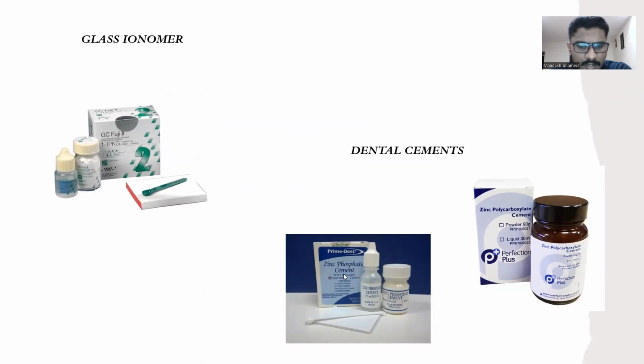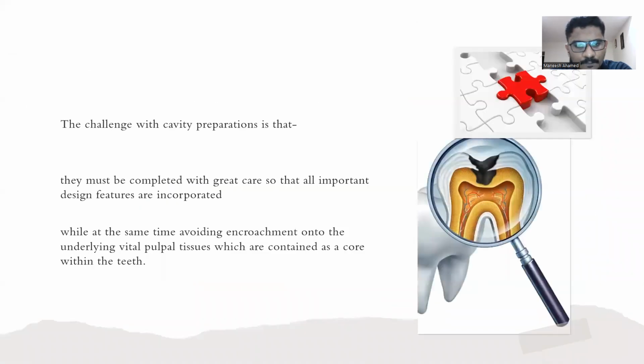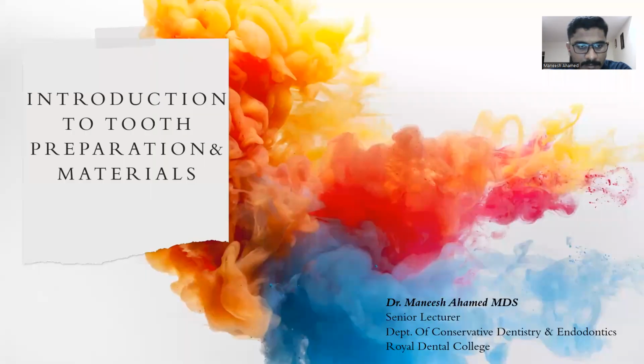So this is the nutshell of today's class, that is, the introduction to cavity preparation and design and materials. So now we know why the tooth is prepared and what are the important materials which are used to restore a cavity. So we know that whenever the tooth undergoes damage, it needs to be restored, and it needs a cavity preparation for the defective structures to be removed, and we need certain materials to fill the defective structure.